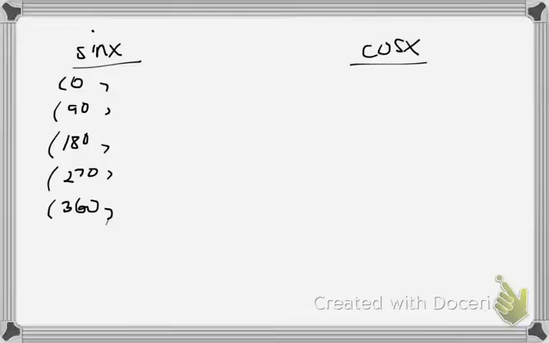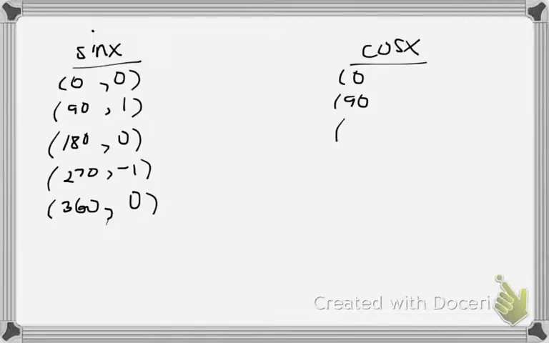sine 0, press equal, you'll get 0. Sine 90, press equal, you'll get 1. Sine 180 will give you 0 in your calculator, sine 270, a negative 1, and sine of 360, not 1, sorry, just kidding, 0.